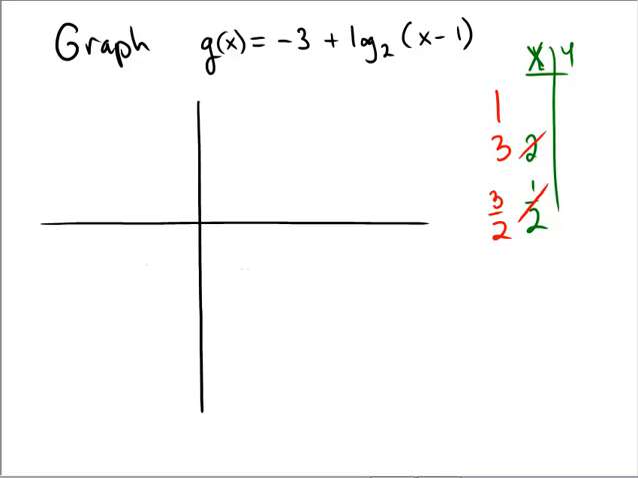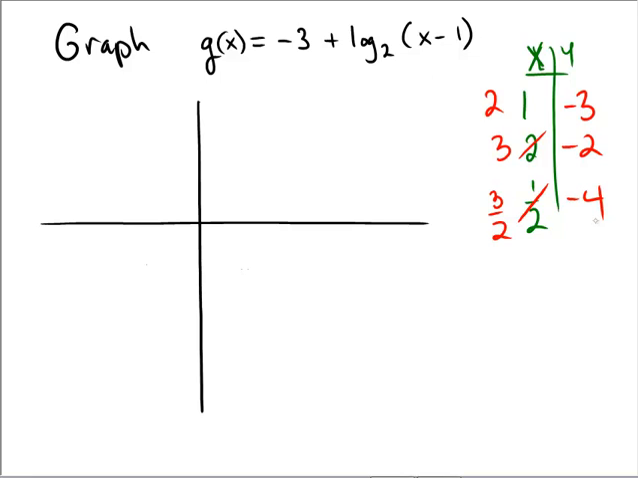I actually want 1, which means that I will actually have to use 2. 2 minus 1 is 1. Log base 2 of 1 is 0, and 0 minus 3 is negative 3. Then a 1 plus a negative 3 would be a negative 2. And then a negative 1 plus a negative 3 is negative 4.